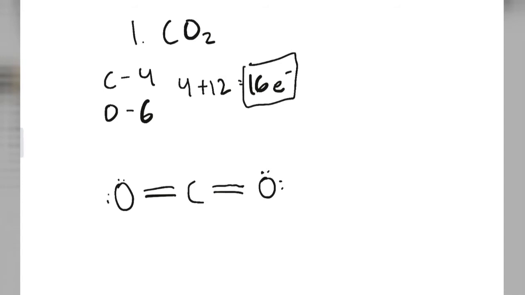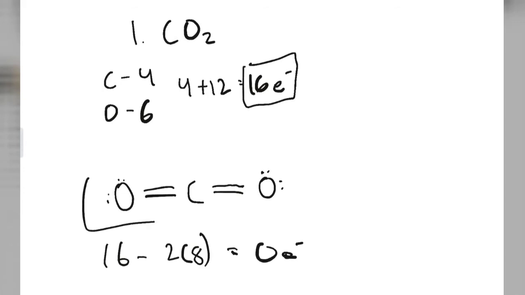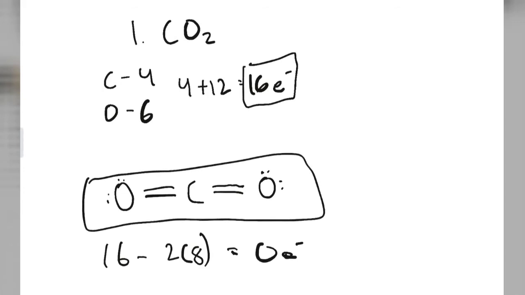Now we need to determine if there are any lone pairs on the central atom. The way to do this is to first look at the total electrons, which is 16. Let's look at each bonded atom. Each oxygen has 8 electrons through the octet rule. So 16 minus 2 times 8 equals 0. That means we have 0 remaining electrons, so we're basically done here. We know there are no lone pairs on the carbon, so this is our Lewis structure. Now let's go to another example.